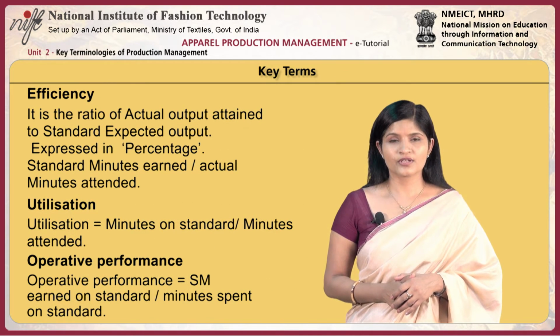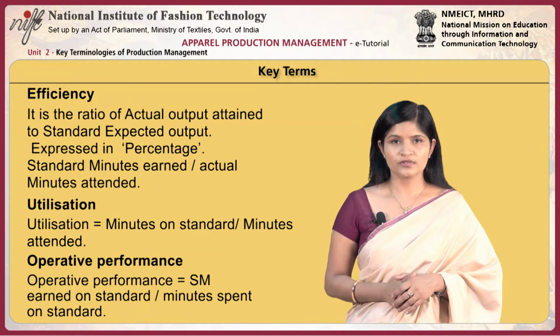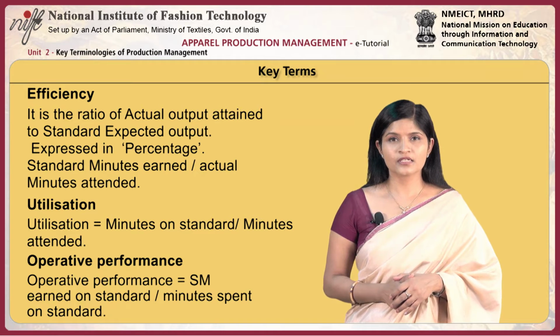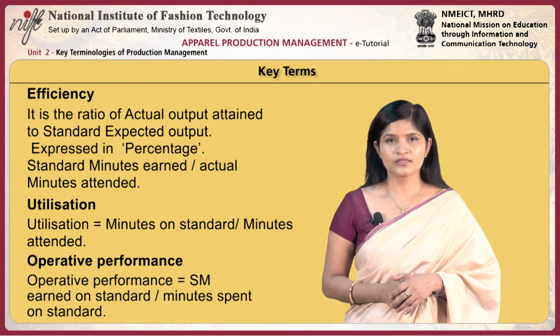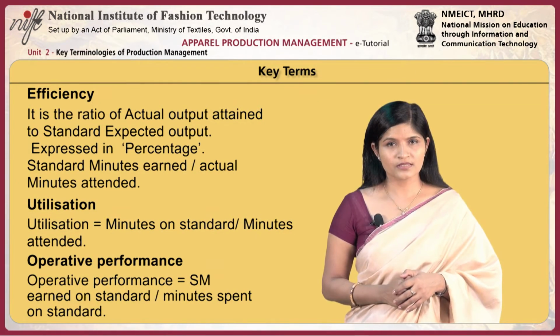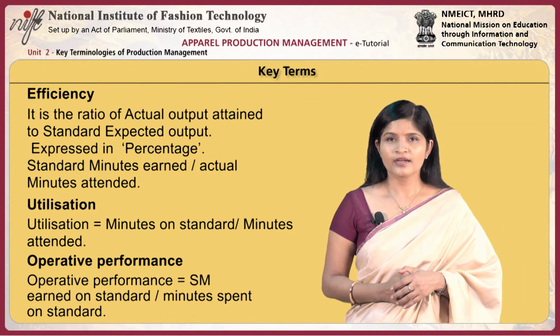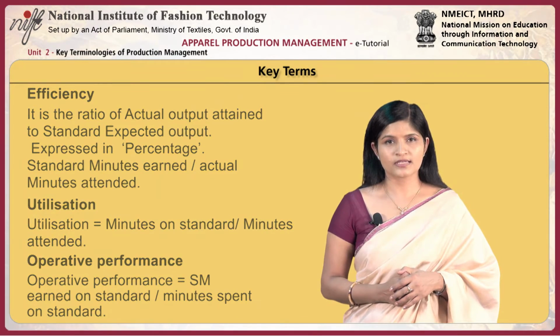Efficiency is the ratio of actual output attained to standard expected output. It is expressed in percentage. Standard minutes earned by actual minutes attended is another formula for efficiency. Utilization is equal to minutes on standard divided by minutes attended. Operative performance is calculated as standard minutes earned on standard divided by minutes spent on standard.